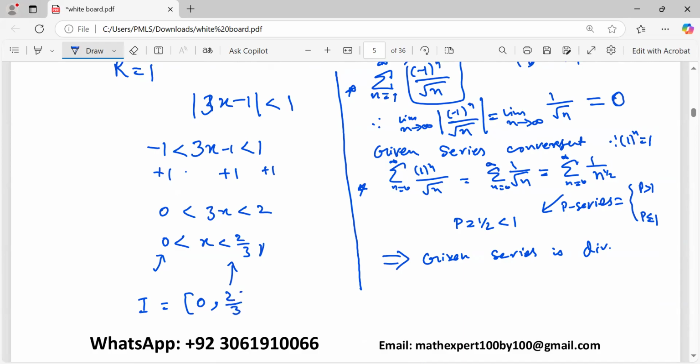So we will write it as an open interval like that. If we want to draw it on a number line, it will be something like that. What is the center? We found the center is 1 by 3. And here will be 2 by 3, and here will be somewhere 0. In this case, 0 is part of the interval of convergence, so we fill a closed circle, and 2 by 3 is not part of it, so we put an open circle. This is how we draw it on a number line.